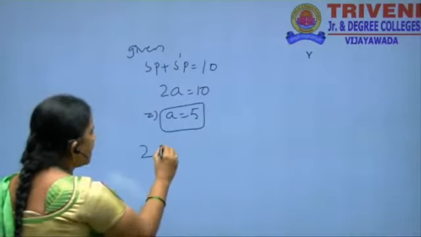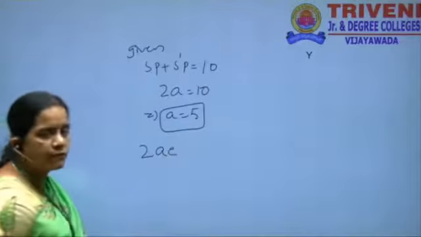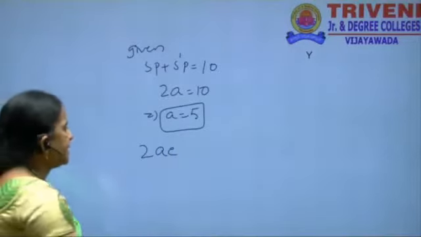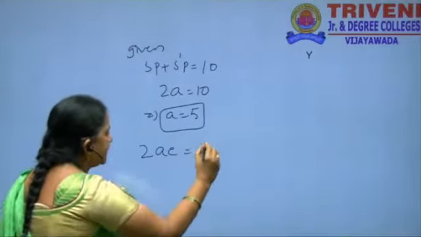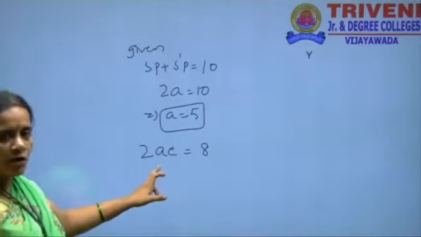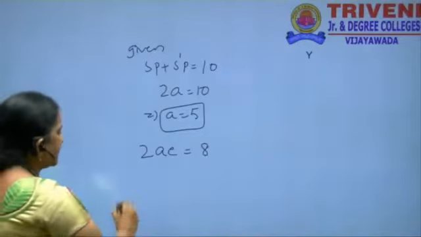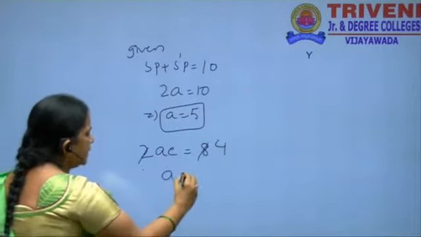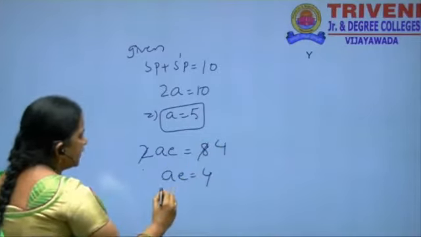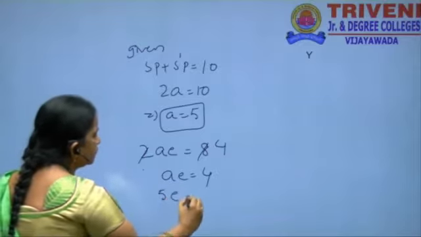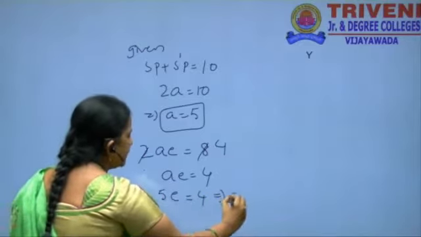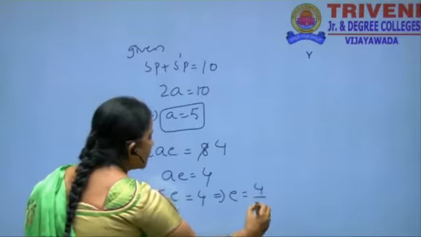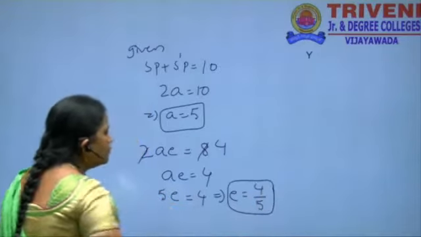Already you know the formula. Distance between the foci is 2ae, which is equal to 8 meters. Substituting the value of a equal to 5 here, the 2 gets cancelled, and 4 times ae is equal to 4. That is 5e is equal to 4. Here the eccentricity is 4 by 5.